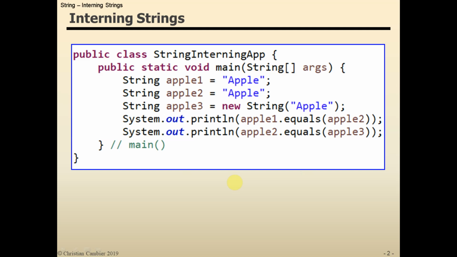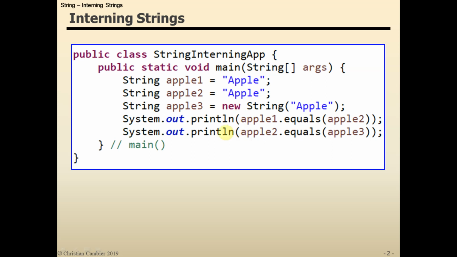Just one class containing the main method. The first two string variables apple1 and apple2 are initialized using a string literal. This will result in both apple1 and apple2 referring to the same object in the string constant pool. Apple3 is constructed using new and will be located at a different address in the heap. All this has been explained in a previous demo about strings.